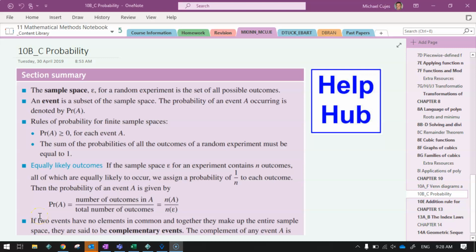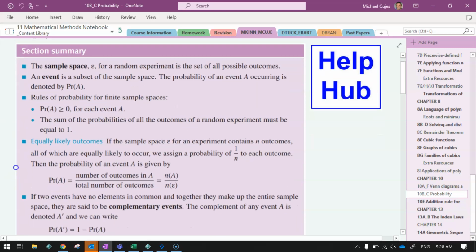Righto, so we're now on 10B and 10C. You can follow along in the OneNote. Make sure we're on the right page there. A quick summary of the terms with which you're already familiar, so this won't take us very long.